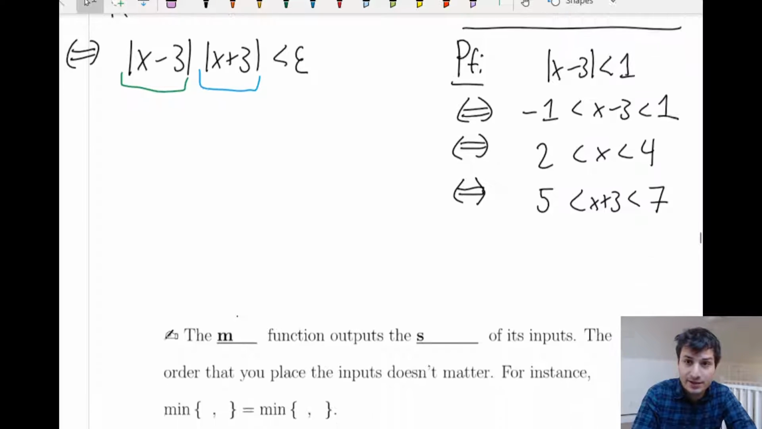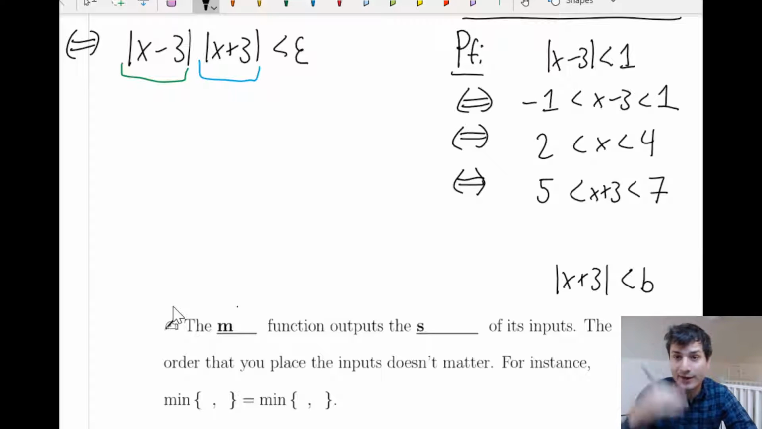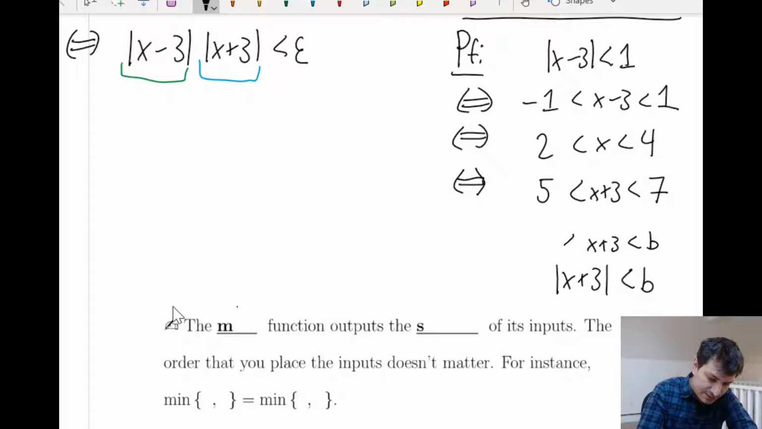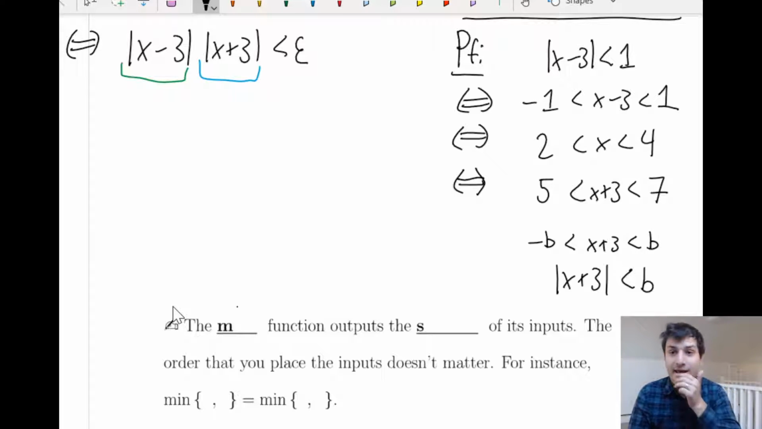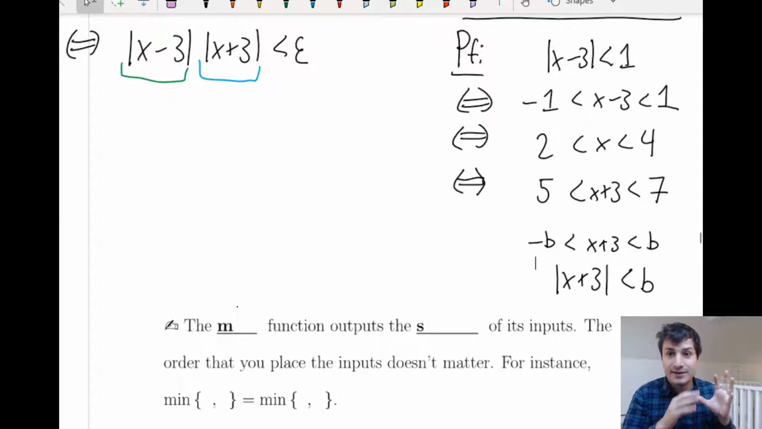And really what I would like is I would like the absolute value of x plus 3 less than b. That's what I want to get to. By the sandwich property, the absolute value of x plus 3 less than b is the same thing as x plus 3 is between b and minus b. And I'm really close. So I have that x plus 3 is between 5 and 7. And I'm asking myself, is there a value of b I can come up with so that being between 5 and 7 definitely means you would be between minus b and b?